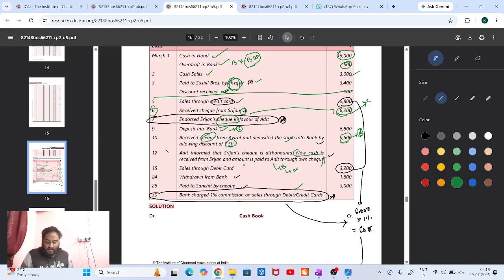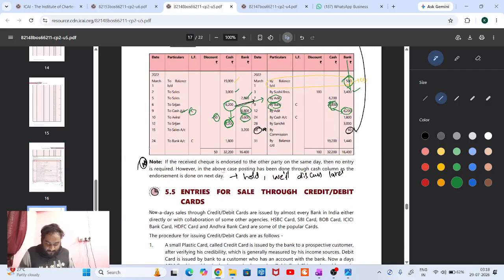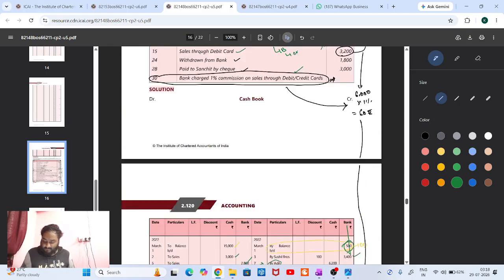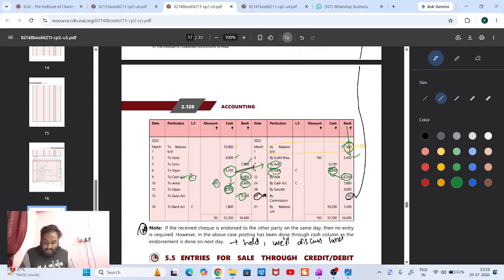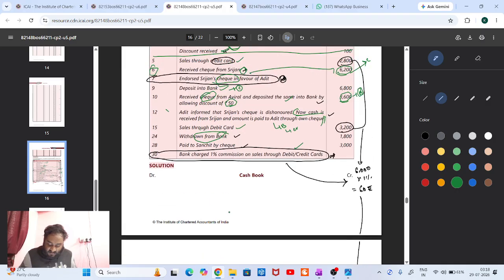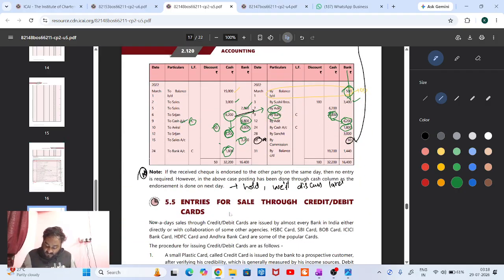This is the important part. Sales through debit card increase the bank balance, hopefully, right? My legs are aching so much. Withdrawn from bank, contra entry. Cash to bank 1,800. By cash 1,800. Let me just readjust. I'm sorry for disturbing. Paid to Sanchit by check 3,000 rupees. Bank balance should be reduced, I guess, by 3,000 rupees.